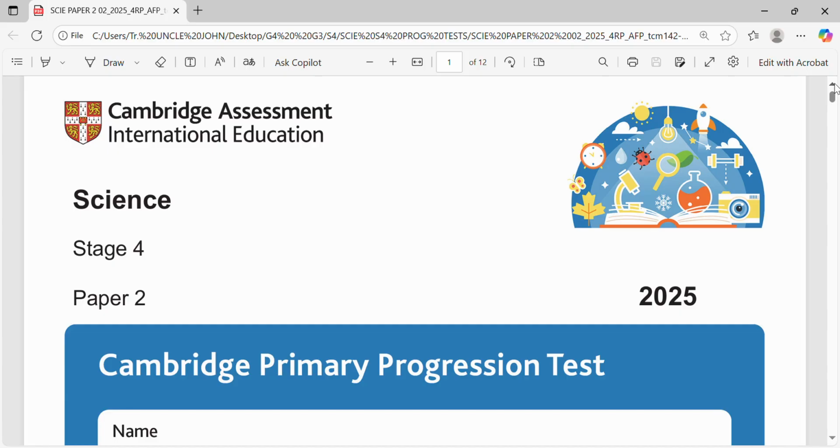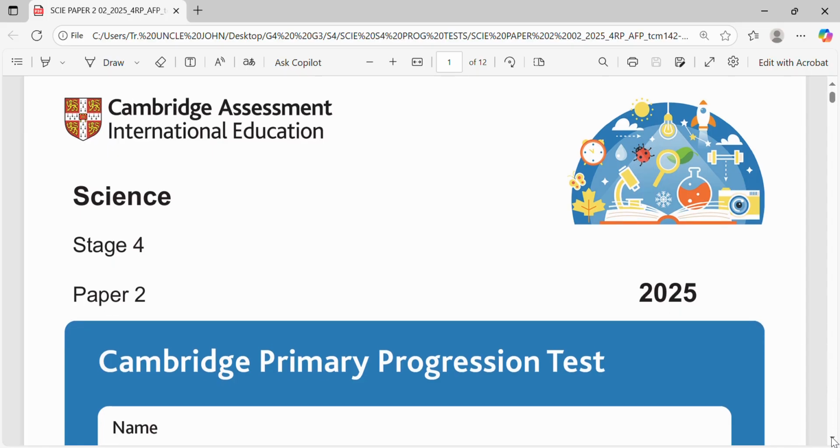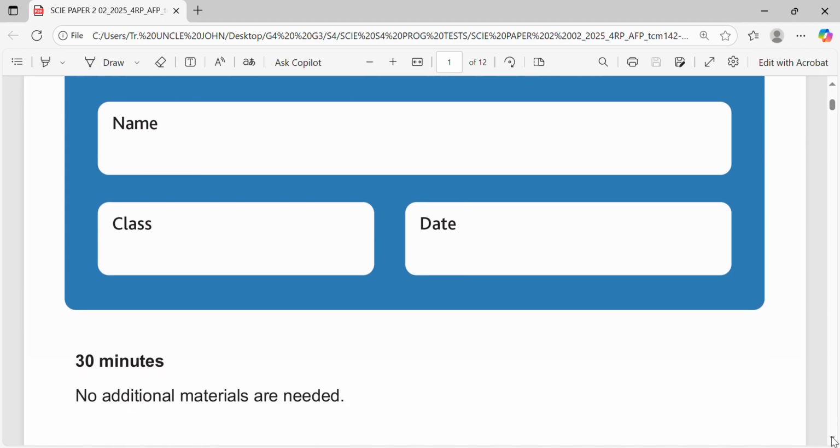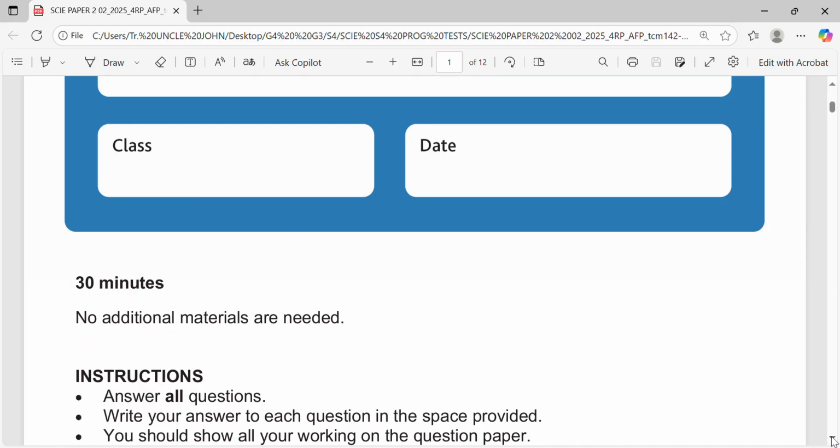We are going to do this correction of Science Stage 4, Paper 2, 2025. It was given just in this same year. Cambridge Primary Progression Test. Here is space for the name, class, date, and this paper was expected to be done in 30 minutes. No additional materials were needed.